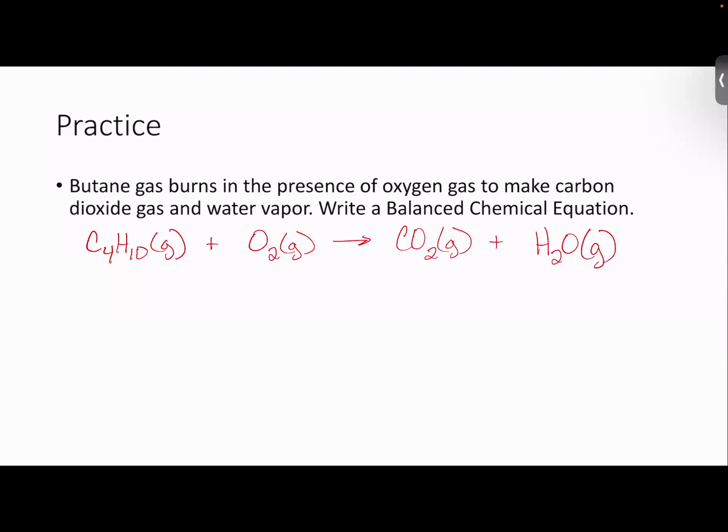This one is probably one of the more complex types you'll have to balance, so I'm going to walk you through this one. First thing though is the same. Carbon, hydrogen, oxygen. We have 4 carbons, 10 hydrogens, and 2 oxygens on the reactant side. On the product side, we have 1 carbon, 2 hydrogens, and 3 oxygens.